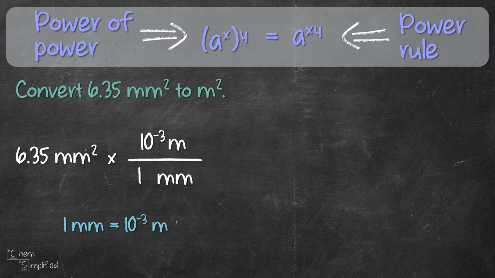We're not quite done setting up yet. Since we need to cancel out millimeter square, we'll need to square the conversion like this. That way, our millimeter square will cancel each other out and leaves us with meter square. That's what we want. Let's clean that up a bit.